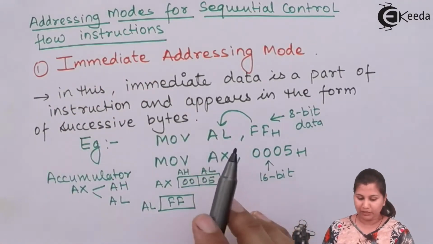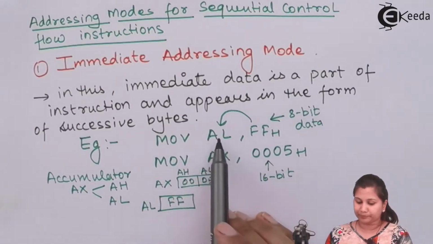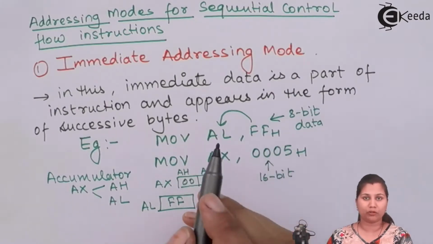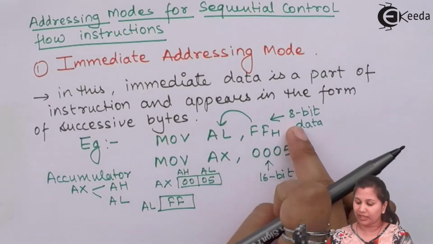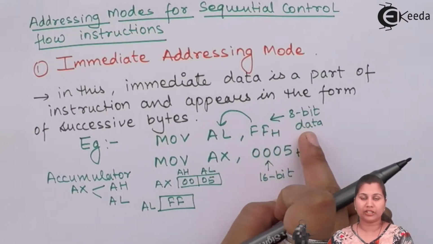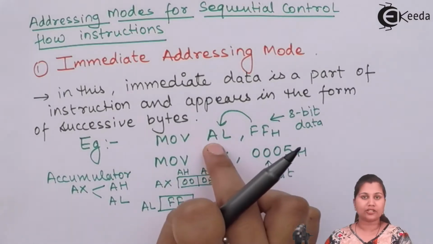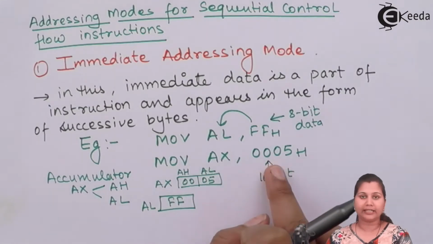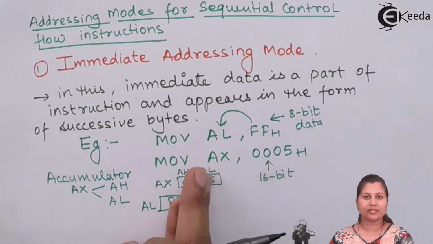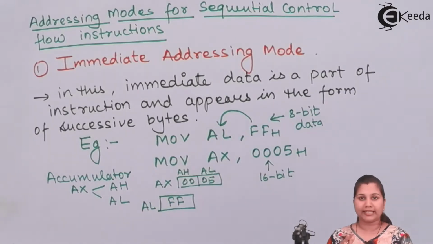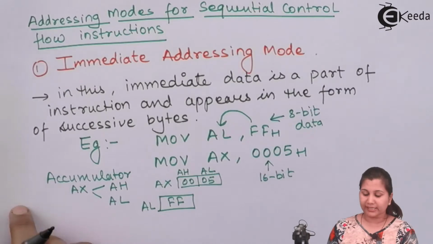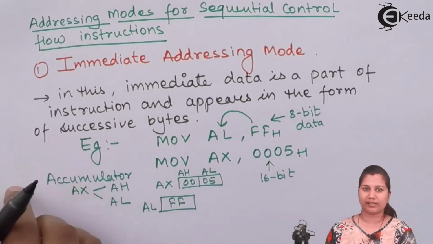Now whenever this immediate data is used, the size of the data and the destination where the data has to be copied have to be the same. Here we are transferring 8-bit data, so the destination is also 8-bit, that is the lower accumulator register. Here the data is 16-bit, so the destination is also 16-bit. So the destination and the source will be of the same size, either 8-bit or 16-bit. So this is the first type of addressing mode, the immediate addressing mode.